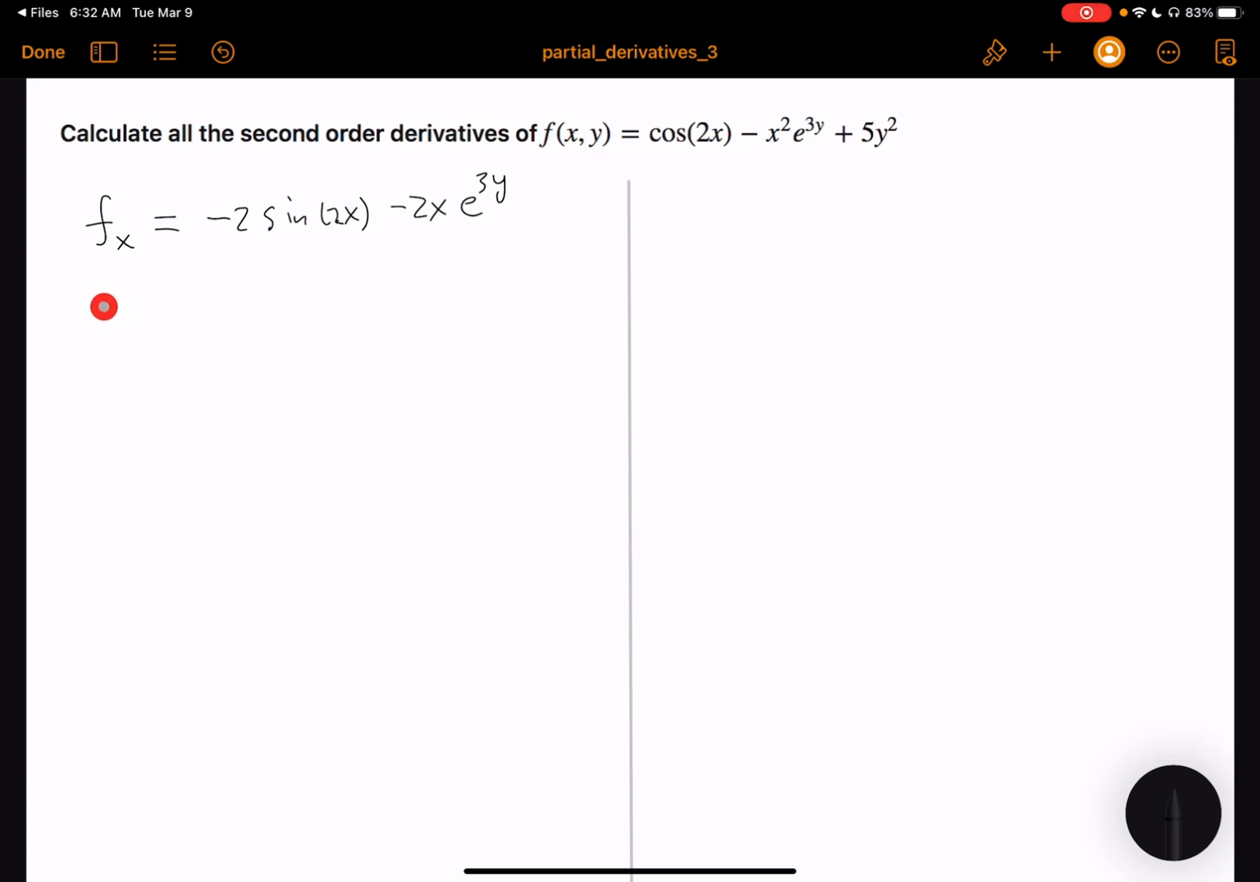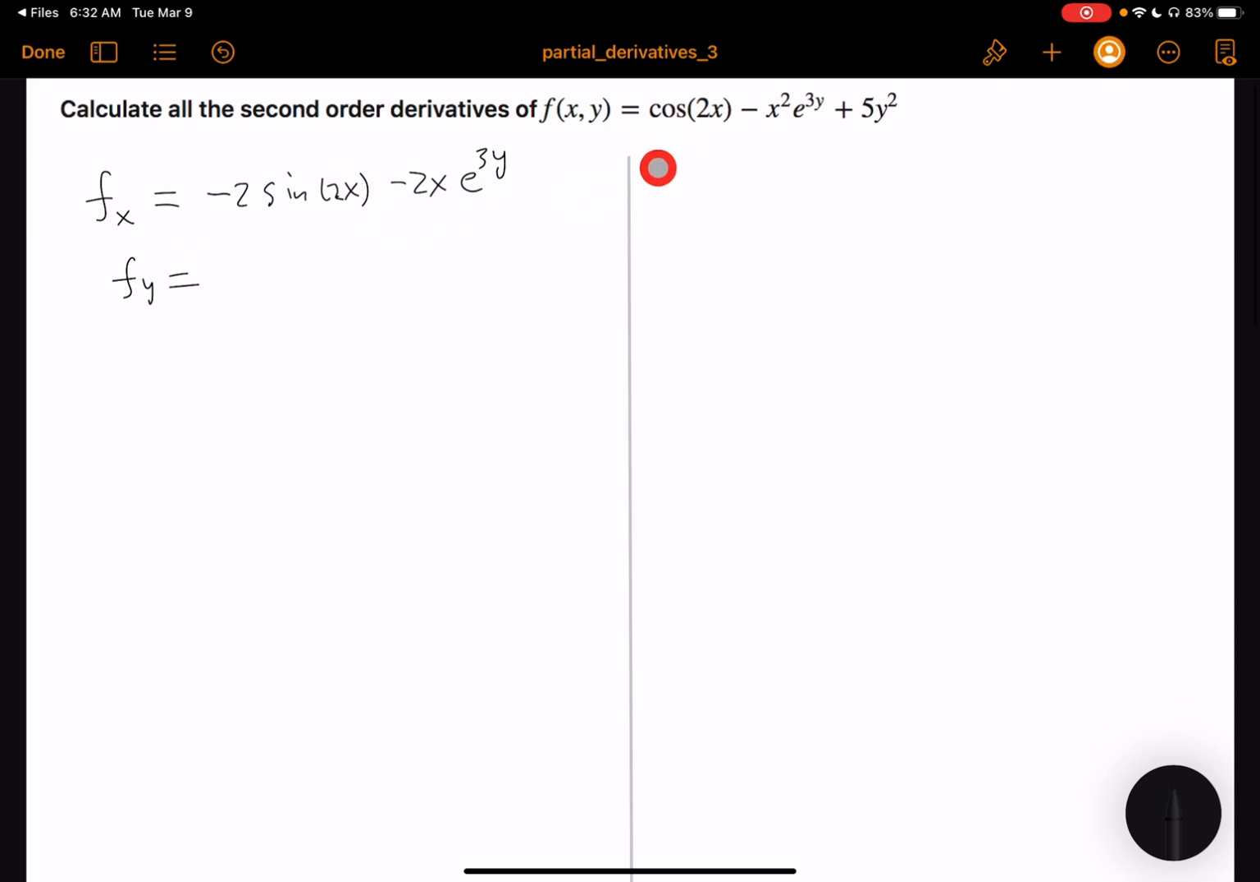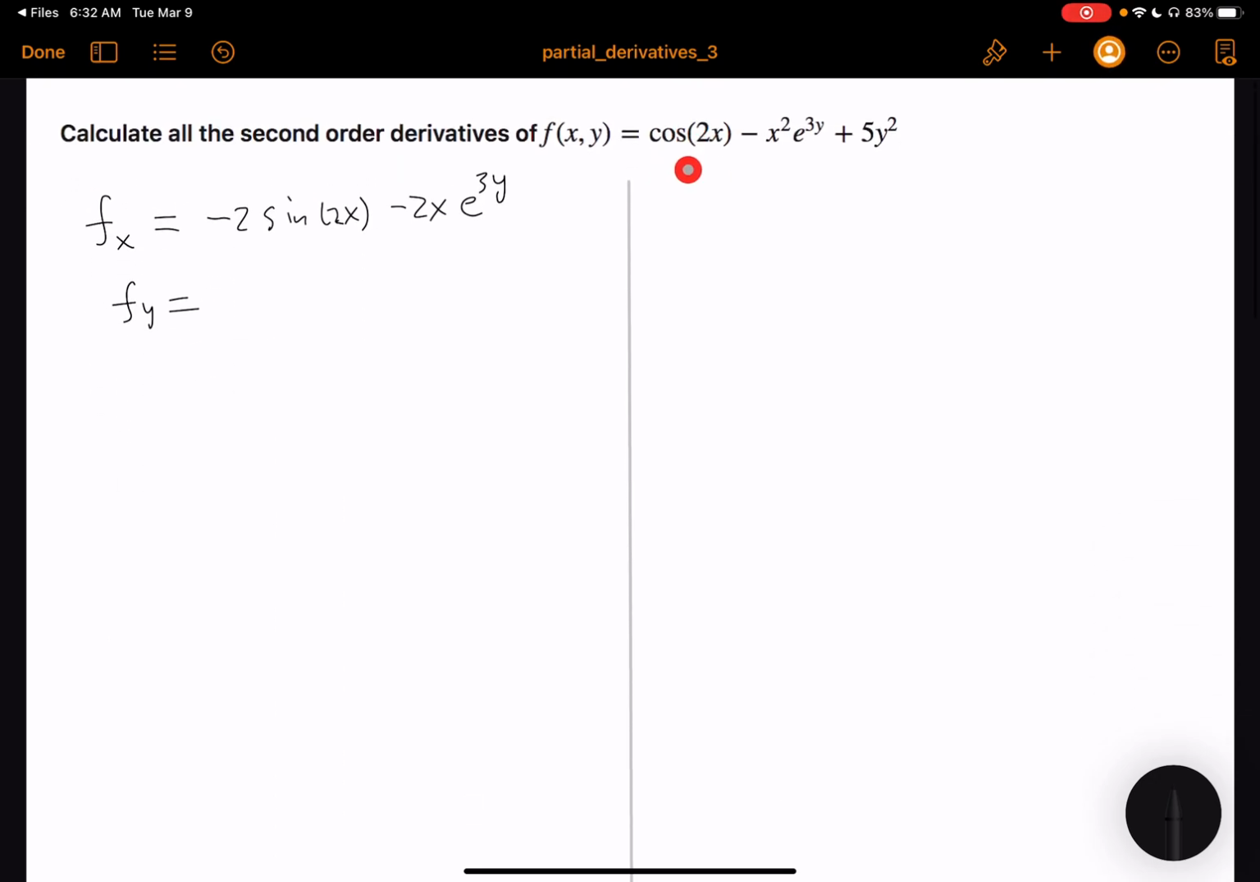So let's look at the derivative with respect to y. Fy equals, now the first item, when you take a derivative with respect to y, is 0 because it doesn't have y in it. The second item is negative x squared times 3e to the 3y. And the third item, 5y squared, is 5 times 2y. So this is equal to negative 3x squared e to the 3y plus 10y. Okay, this is the first order.